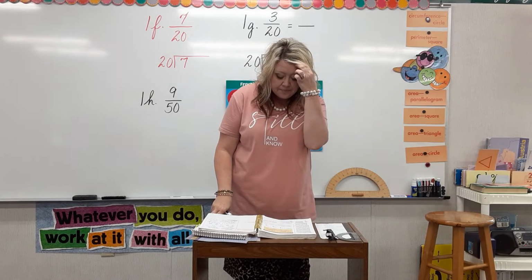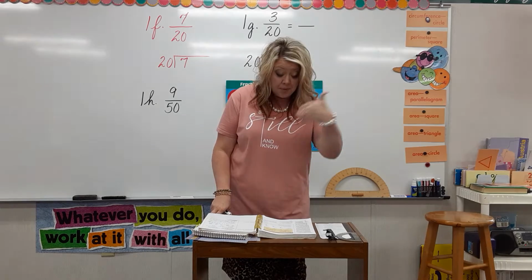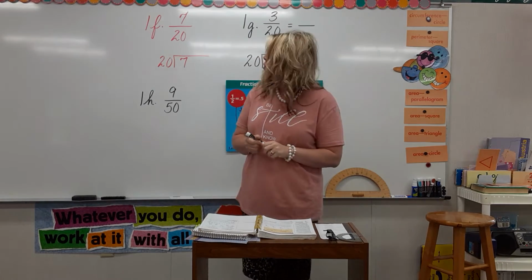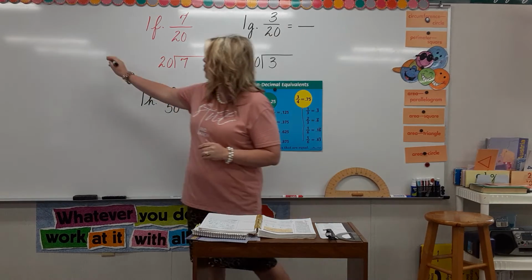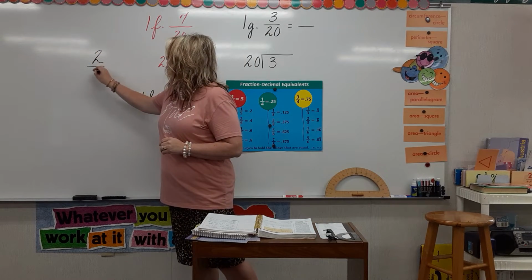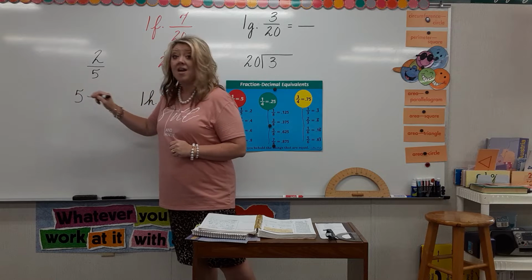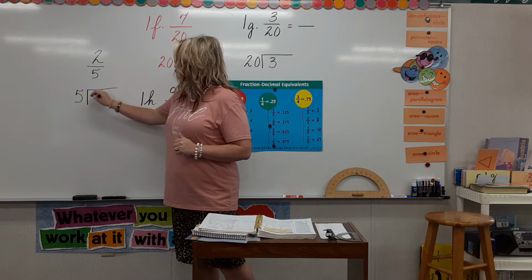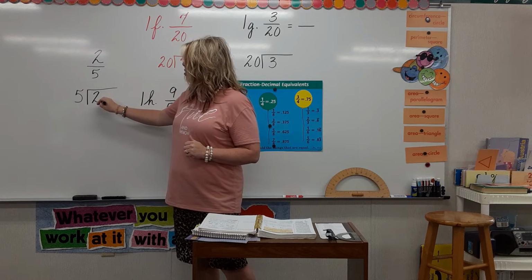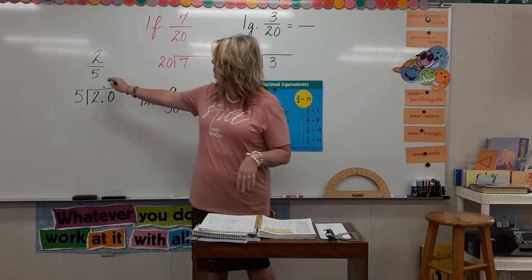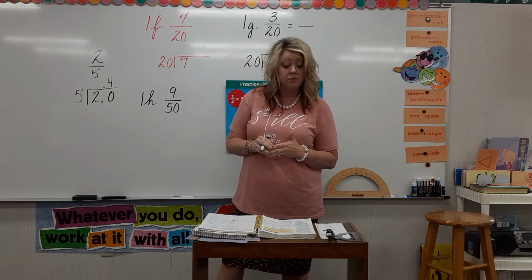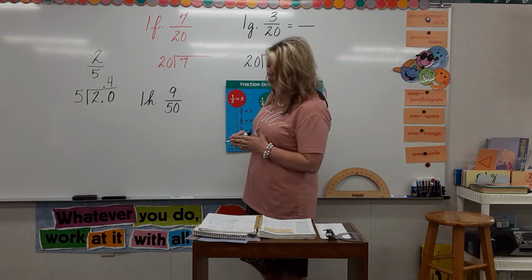For letter D, 2/5, look back up in the box. 2/5 equals 4/10. Now let's say you couldn't remember what 2/5 was equivalent to, then you would just take the denominator, 5, and divide it into the numerator. Add your decimal and your 0, and 5 goes into 20 4 times. So it's 0.4. That's another way to do it.